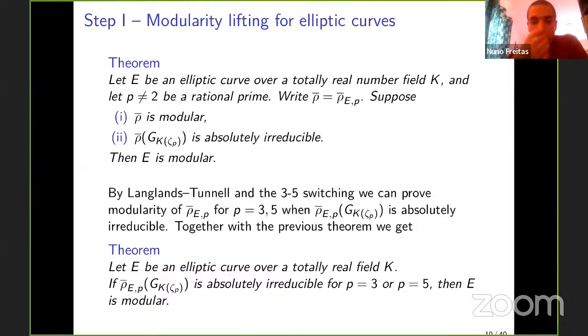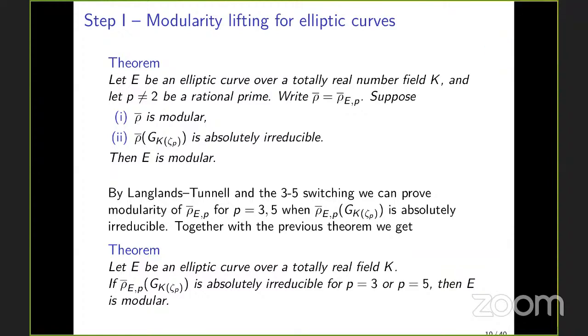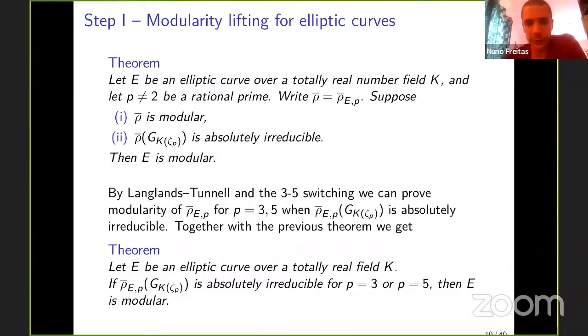What happens now is that having this theorem A available, then by the Langlands-Tunnell result and 3-5 modularity switching, what we'll see is that we can prove modularity of the residual representation for p equals 3 and 5, when the second condition of the theorem holds. Okay. And so that gives us the following consequence. So if E is an elliptic curve over a totally real field K, if it has big image modulo p for p equals 3 or p equals 5, then E is modular. Okay. So this is because we will be able to show that we have residual modularity, and then we are just adding the hypothesis that's the condition 2 in the previous theorem.